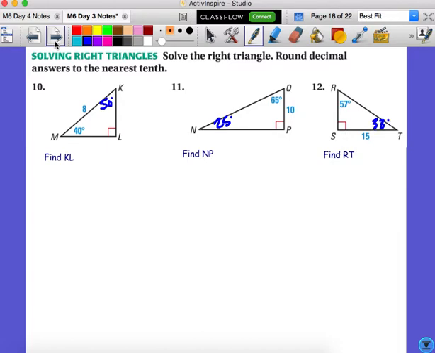So it says find the length of KL. So I'm going to label that as X. And since I know all of the angles, I can pick my viewing point as M or K.